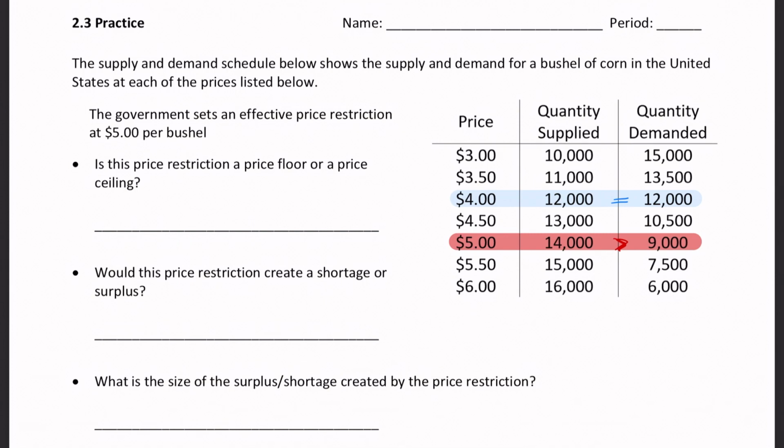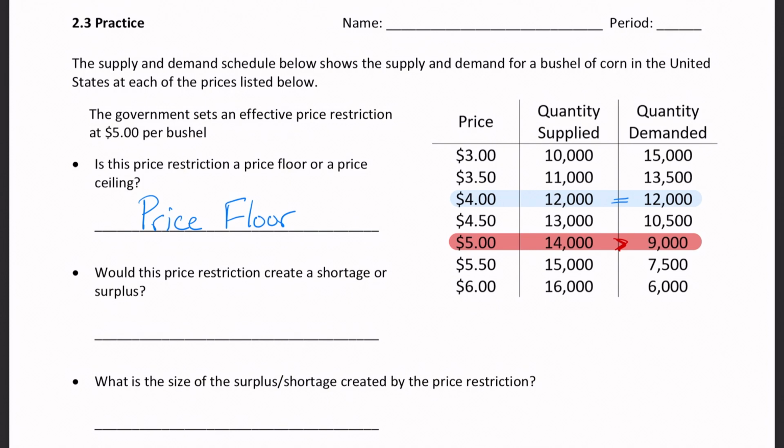Now, is this going to be a price floor or a price ceiling? Well, again, it falls above our equilibrium, and we know that above our equilibrium, it's going to create a surplus. We'll talk about that in a second. But because it's preventing us from going down to a cheaper equilibrium, just in the same way the floor in your room keeps you from going down, this price restriction does as well. So this is a price floor. It's keeping us from going down to our equilibrium price from $5 down to $4.